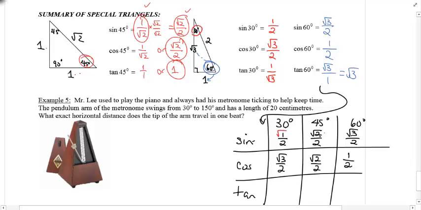And that's why for 45, I use root 2 over 2 and root 3 over 2. So the pattern is root 1, root 2, root 3 going up. And for cosine, it's root 3, root 2, root 1 coming down.